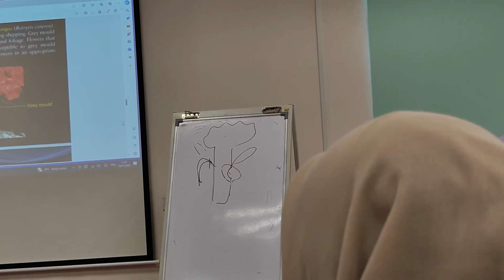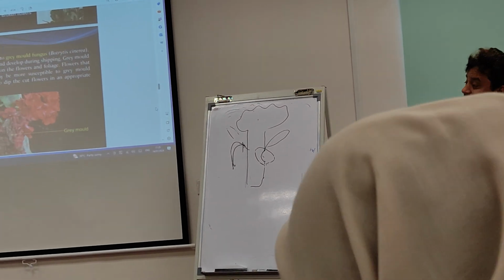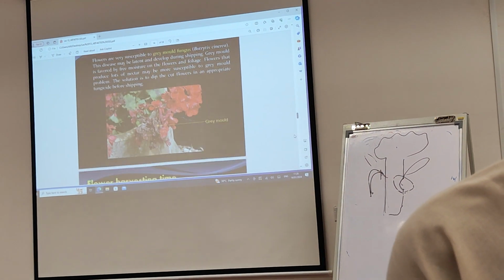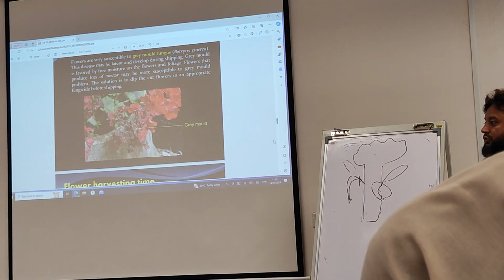Also here we can see the gray mold. Okay, so for this, gray mold can affect the storage life, right? Okay, gray mold, right? So why?